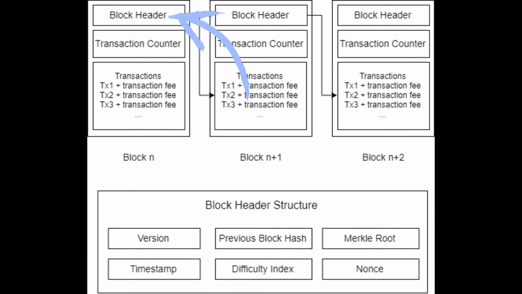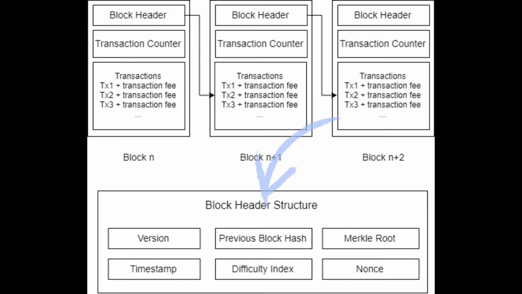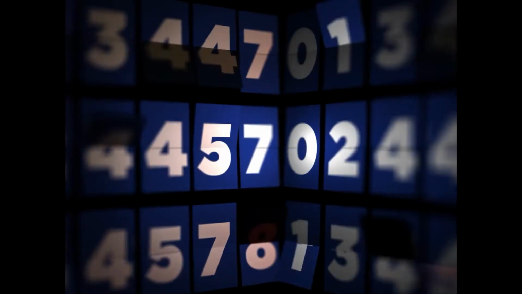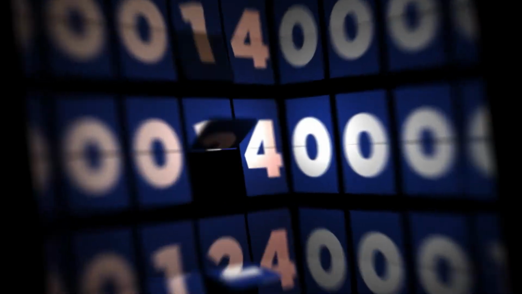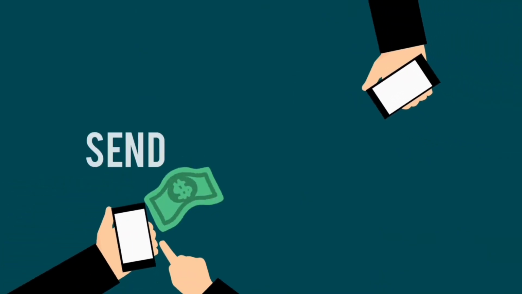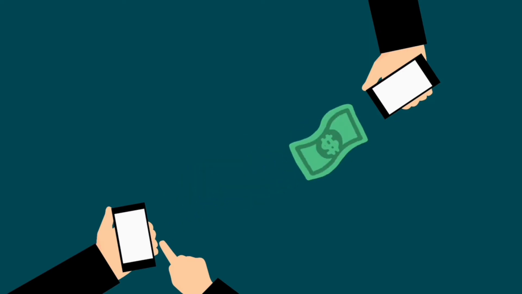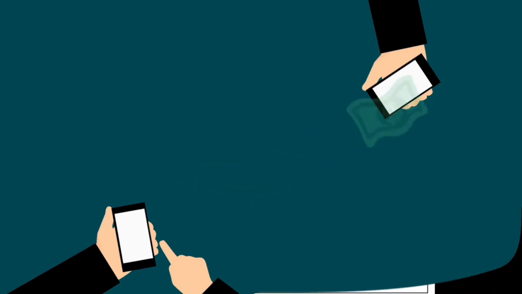Second is the block header. This would be where the information of the block is and is split into several fields. Third is the transaction counter, which is just how many transactions there are in this block. And finally, there is the transaction itself. So this would be all the transactions that are being processed within this block.